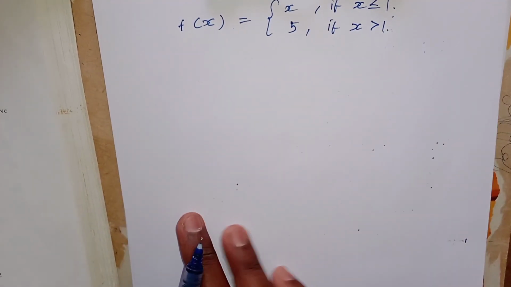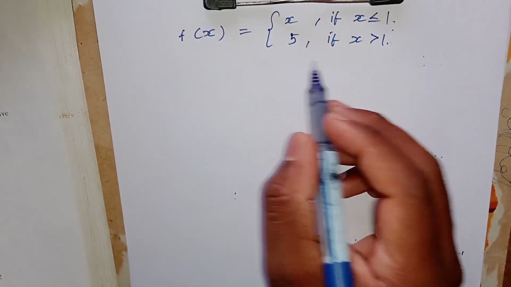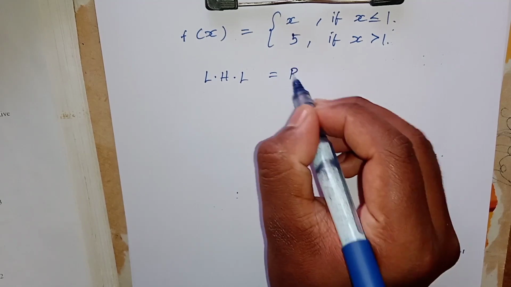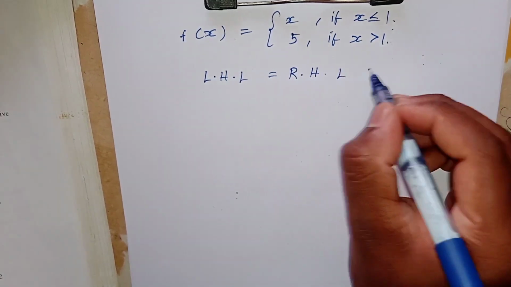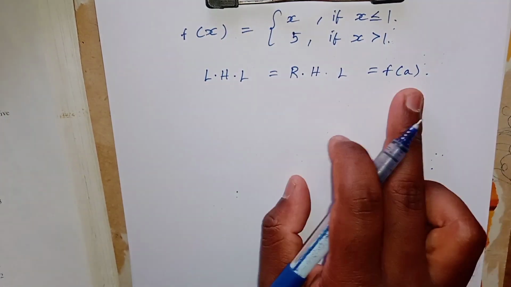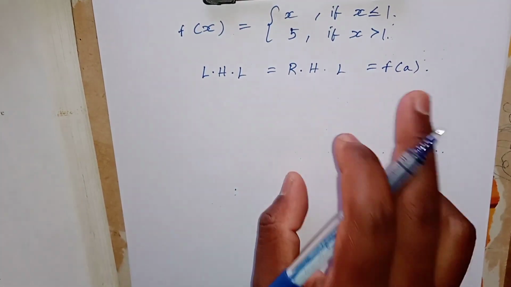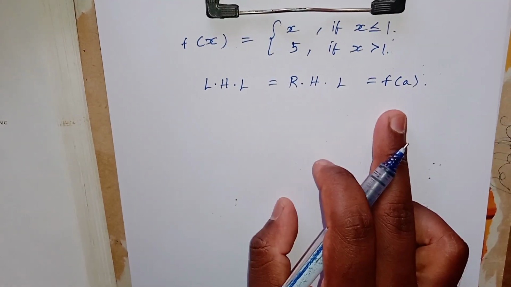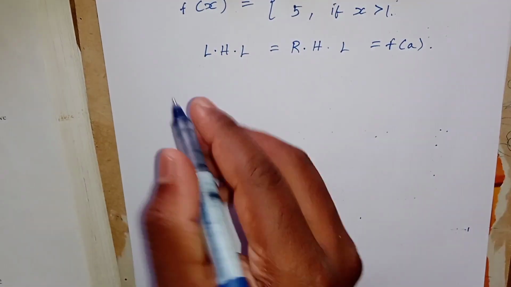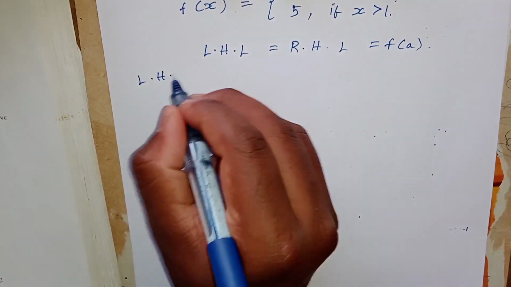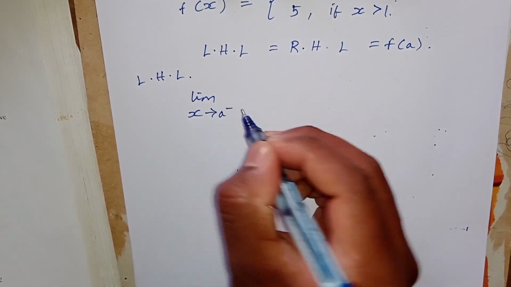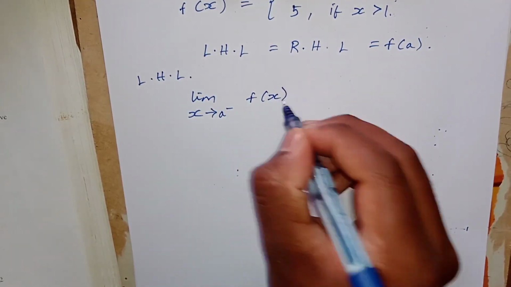Okay, therefore here, to find continuity you should check that the left hand limit and right hand limit are equal to f of a. If all values are equal, then it is continuous, otherwise it is a discontinuous function. Okay, for checking, the left hand limit formula is nothing but limit x tends to a minus f of x.